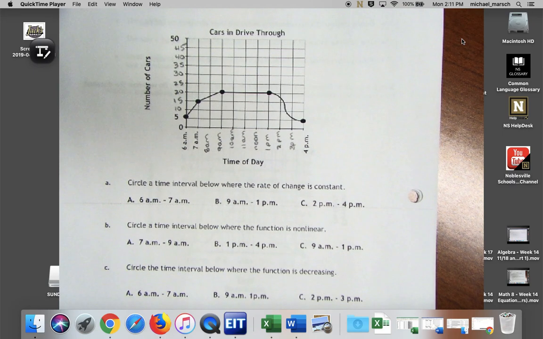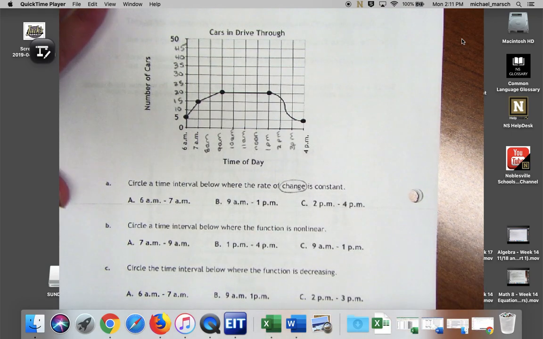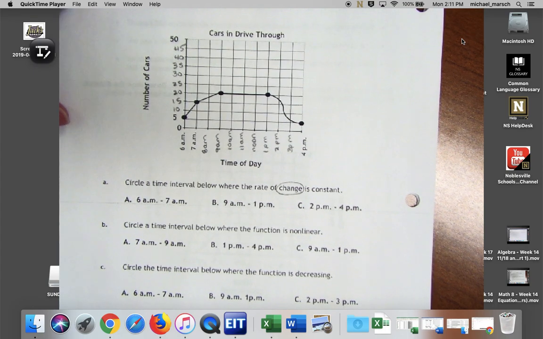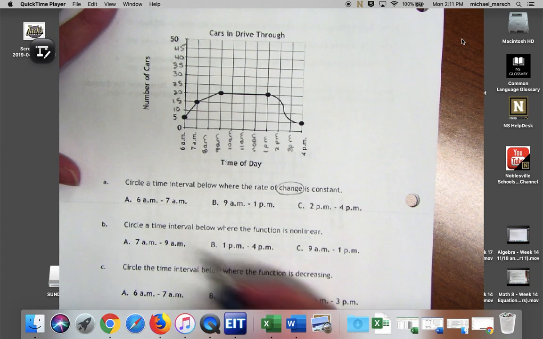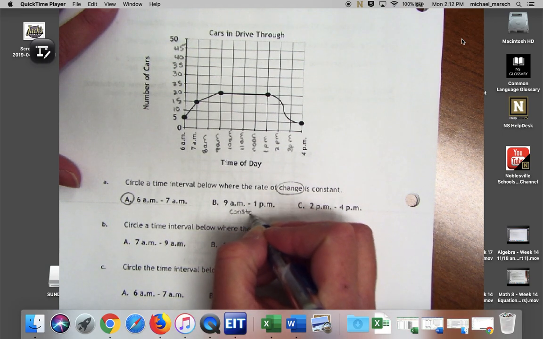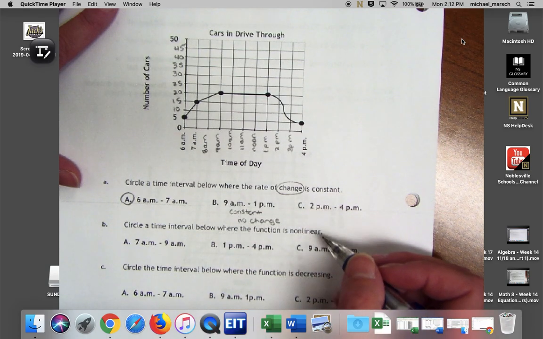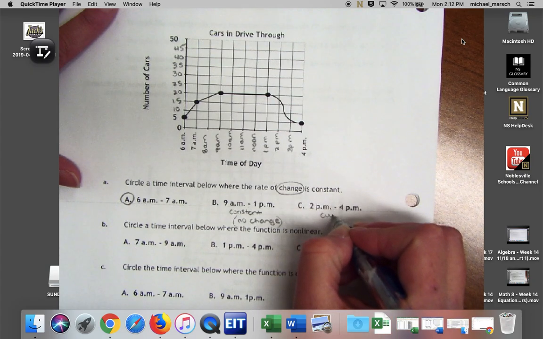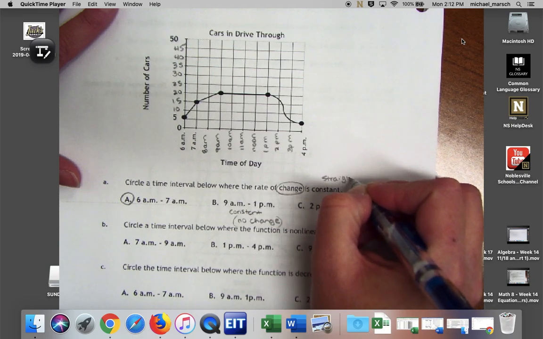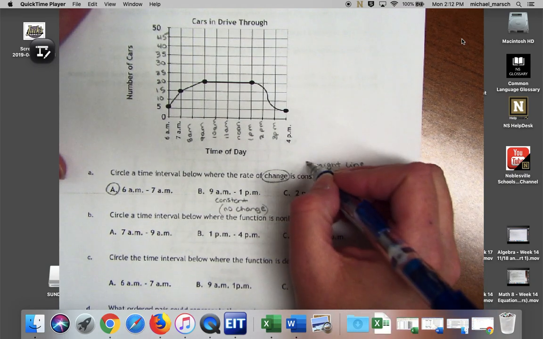So where do we see a constant rate of change? We need to see change here. Not just a constant, but a rate of change. Which of these 3 choices shows a constant rate of change? 6 a.m. to 7 a.m. 9 to 1 is just a constant, but no change. But it's changing from 2 p.m. to 4 p.m. But do you see how that's not a straight line? Okay. Yep. So change is constant, and we're looking for a straight line. Right? Lots to think about here.